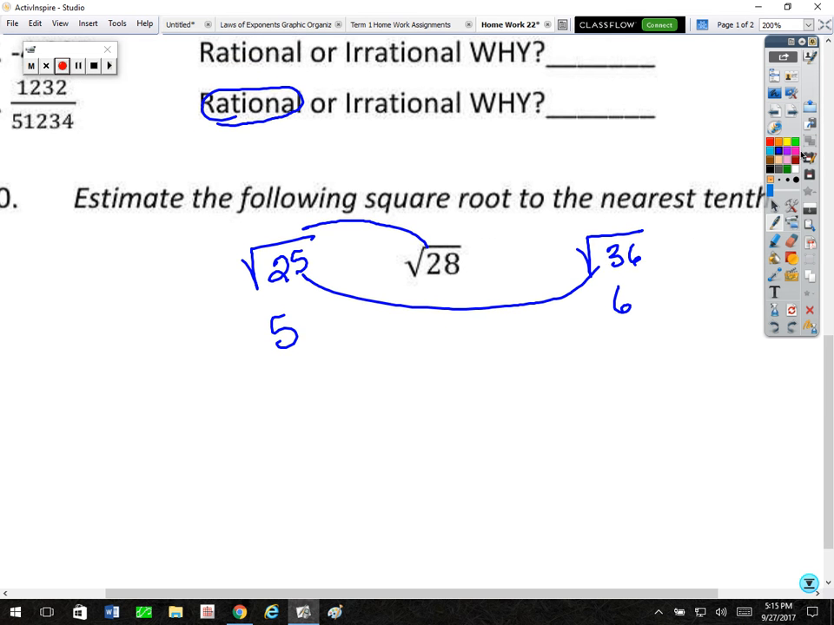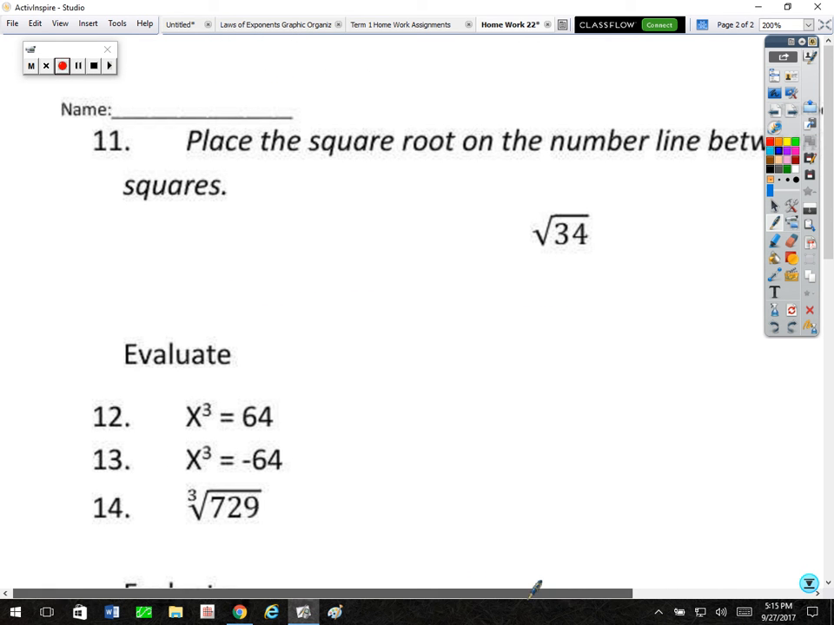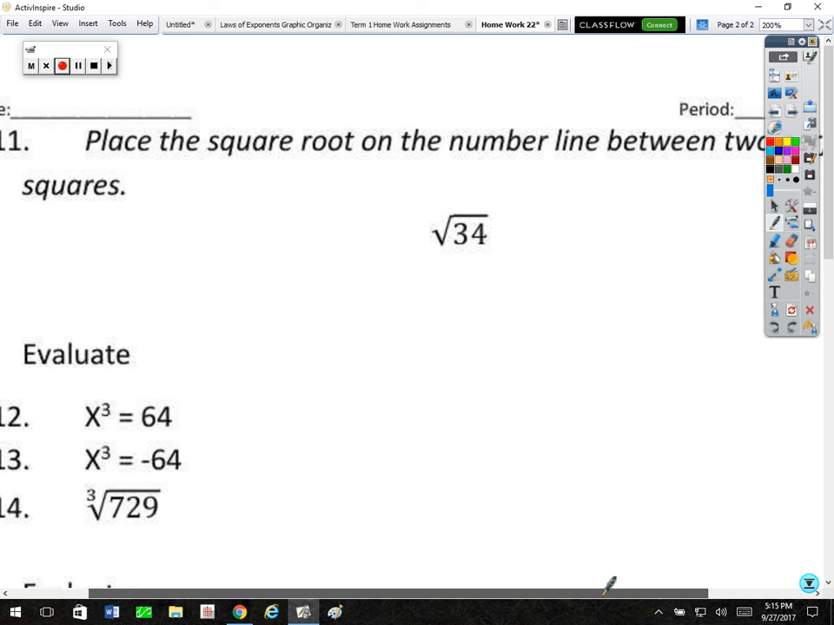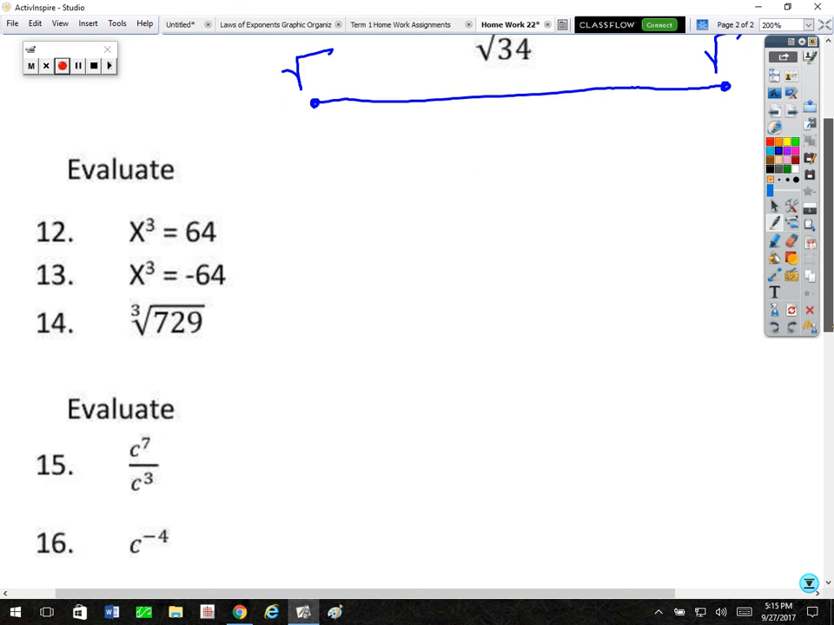Alright, let's go to the back page. Same thing here. This one is just asking me to put it on the number line between what 2 perfect squares. So remember, you've got to look at where it would go on the number line. So you draw your number line. Now you've got to actually draw me a dot where it goes. You've got to find your perfect square here and your perfect square here. Now you tell me these 2 perfect squares, and then you put the dot somewhere. I don't know where it's going to be. You tell me.